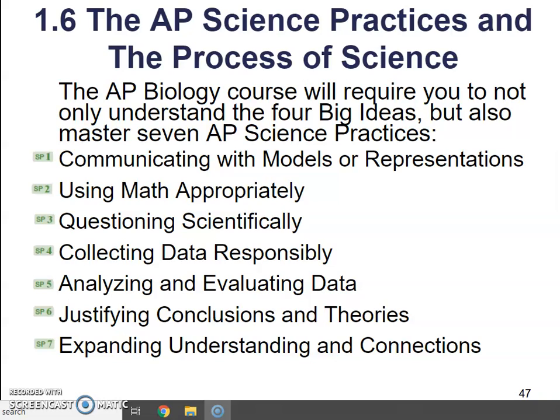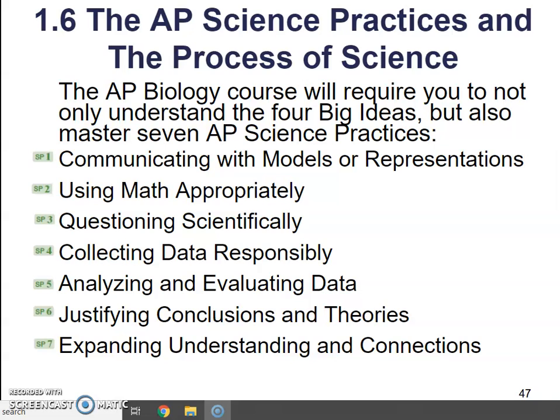This class is following the AP curriculum. In addition to the 4 big ideas that we just finished talking about, we will be using the other 7 AP practices in this class. We will be communicating with models or representations, using math appropriately, questioning scientifically, collecting data responsibly, analyzing and evaluating data, justifying conclusions and theories, and expanding understanding and connections.